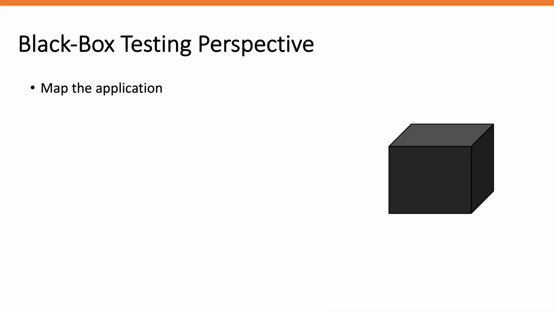All right, let's start off by talking about how to test applications from a black box perspective. The first thing that I do when testing an application is map the application. And what that means is I literally visit the URL of the application, I walk through all the pages that are accessible to me within the user context that I'm running as.